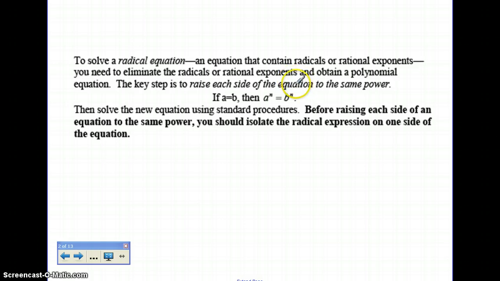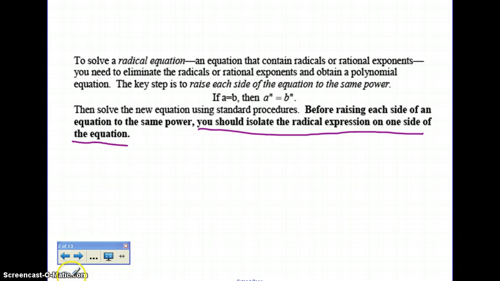Before raising each side of an equation to the same power, you should isolate the radical expression on one side of the equation. This is key right here: we need to isolate, if possible, the radical expression on one side of the equation. That means get it by itself.